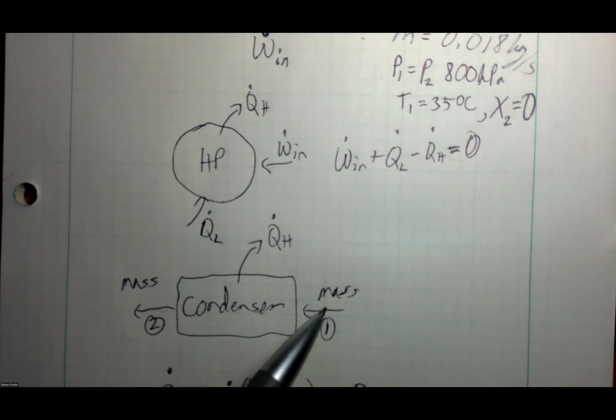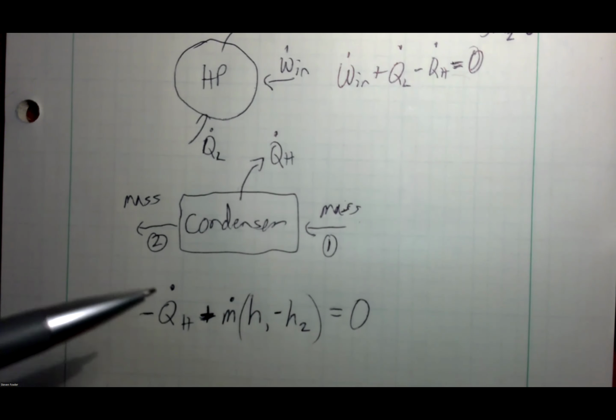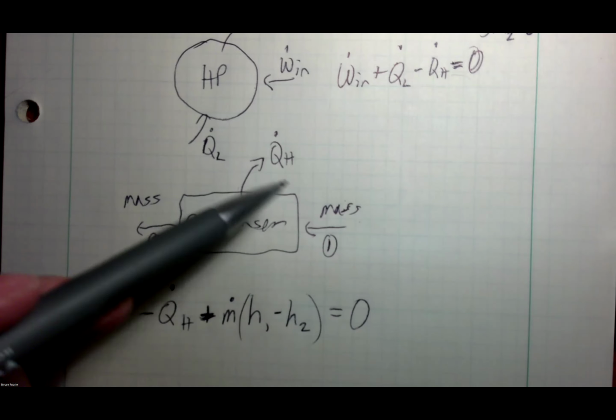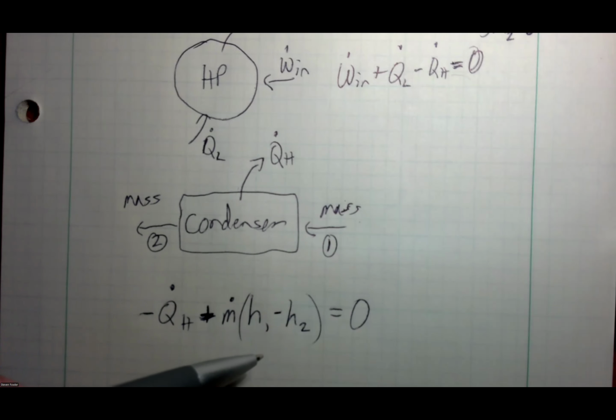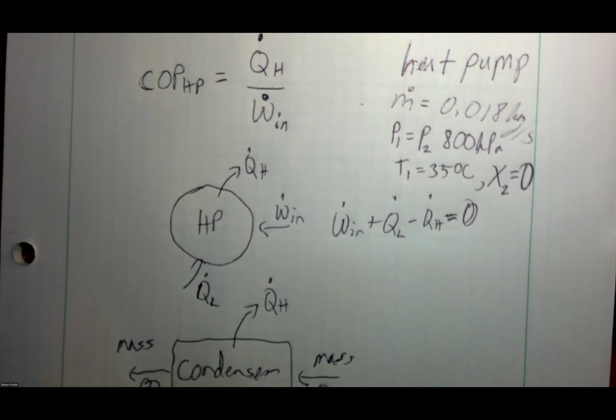At the entrance of the condenser, I've got a pressure and a temperature, P1, T1. At the exit, I've got P2 and X2. That's enough information to find the heat transfer for this very specific unit, the condenser. I can perform a first law analysis for that. And then I can backtrack my way back up here.